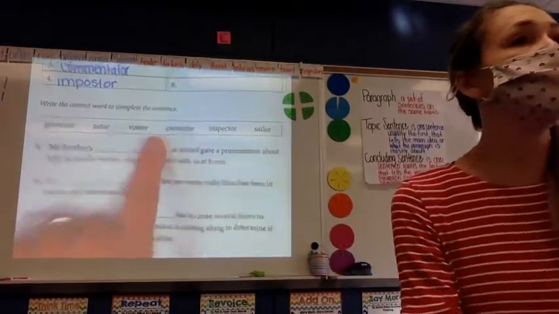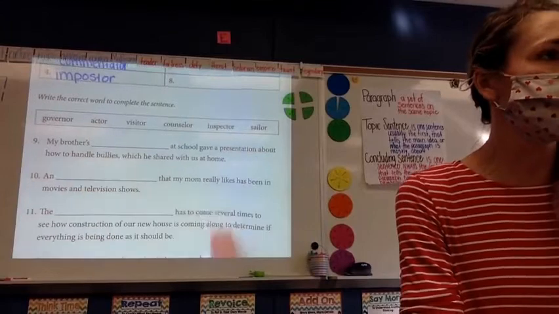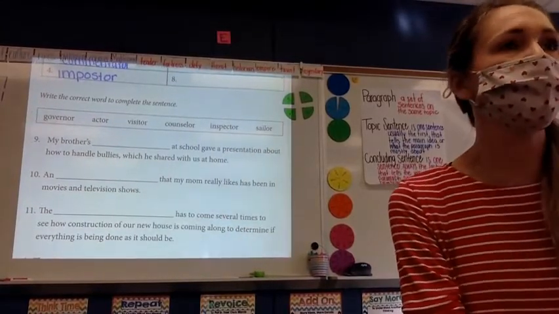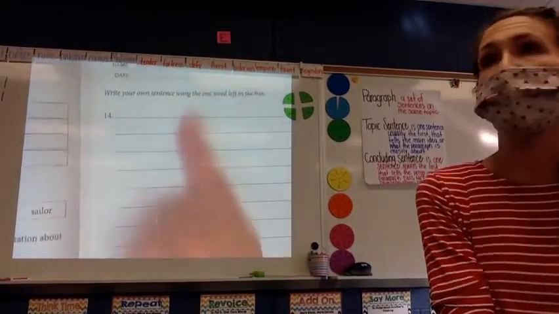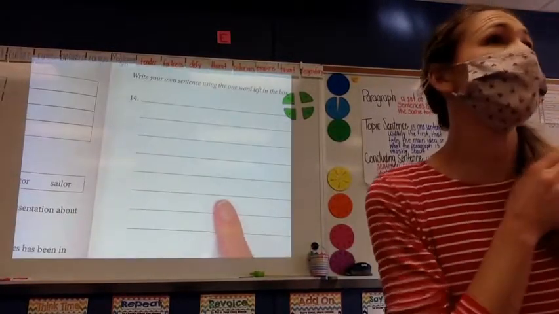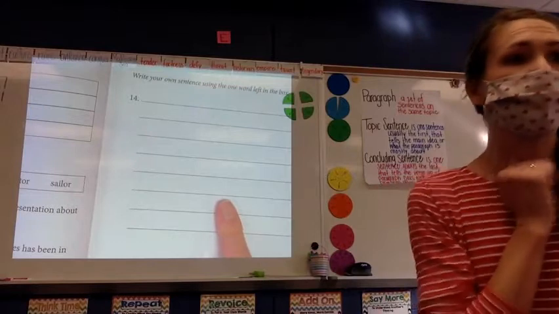Third graders, you are going to use those words to correctly fill in these blanks and then use the remaining word to write in your own sentence on the next page. I'm going to give you guys about 8 minutes to work on this task. Go.